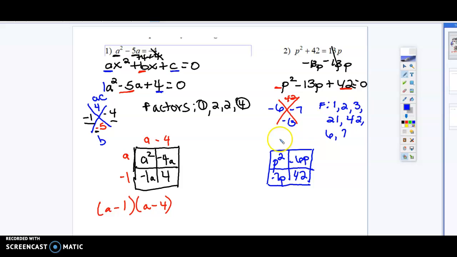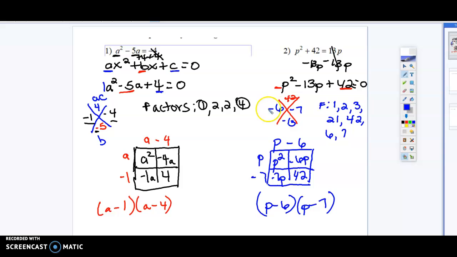And I'm going to take the greatest common factor from my rows and columns. So when I do that, it's going to look like this. And again, you do it out of the column. So out of these two numbers, what do they have in common? Out of these two numbers, what do they have in common? These two numbers, these two numbers. So you'll get P minus 6 times P minus 7.